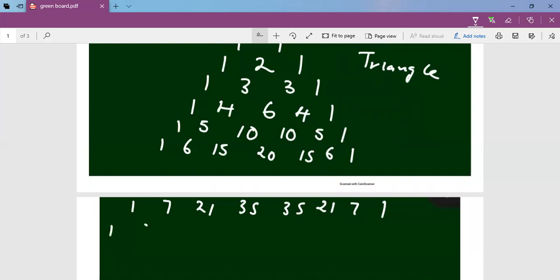You have got 8. Here, take note, when we add the 2, we have 28. Here we have 56. Here we'll get 70. Here you have 56. Here you have 28. Here you have 8 and 1.